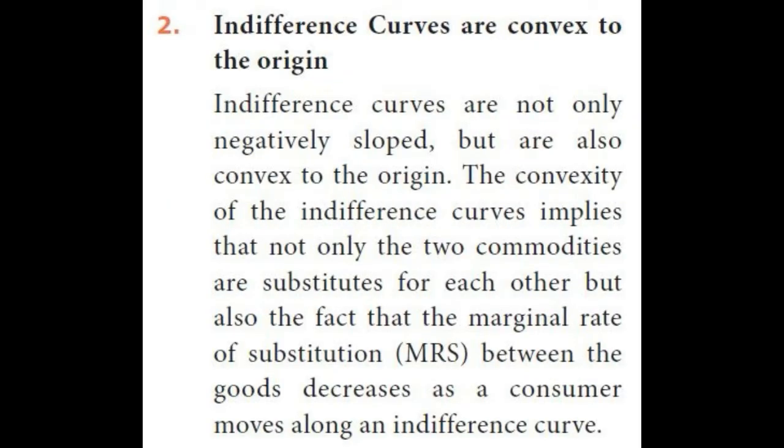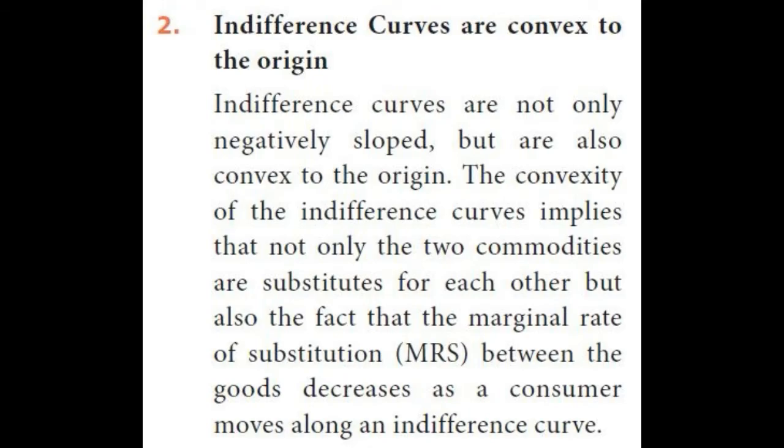Second, indifference curves are convex to the origin, because of the law of diminishing marginal rate of substitution. Indifference curves are not only negatively sloped but also convex to the origin. What is the meaning of convex shape? It looks like the inside part of a bowl. If you draw a straight line, it is not an indifference curve. The indifference curve must bend, convex to the origin.